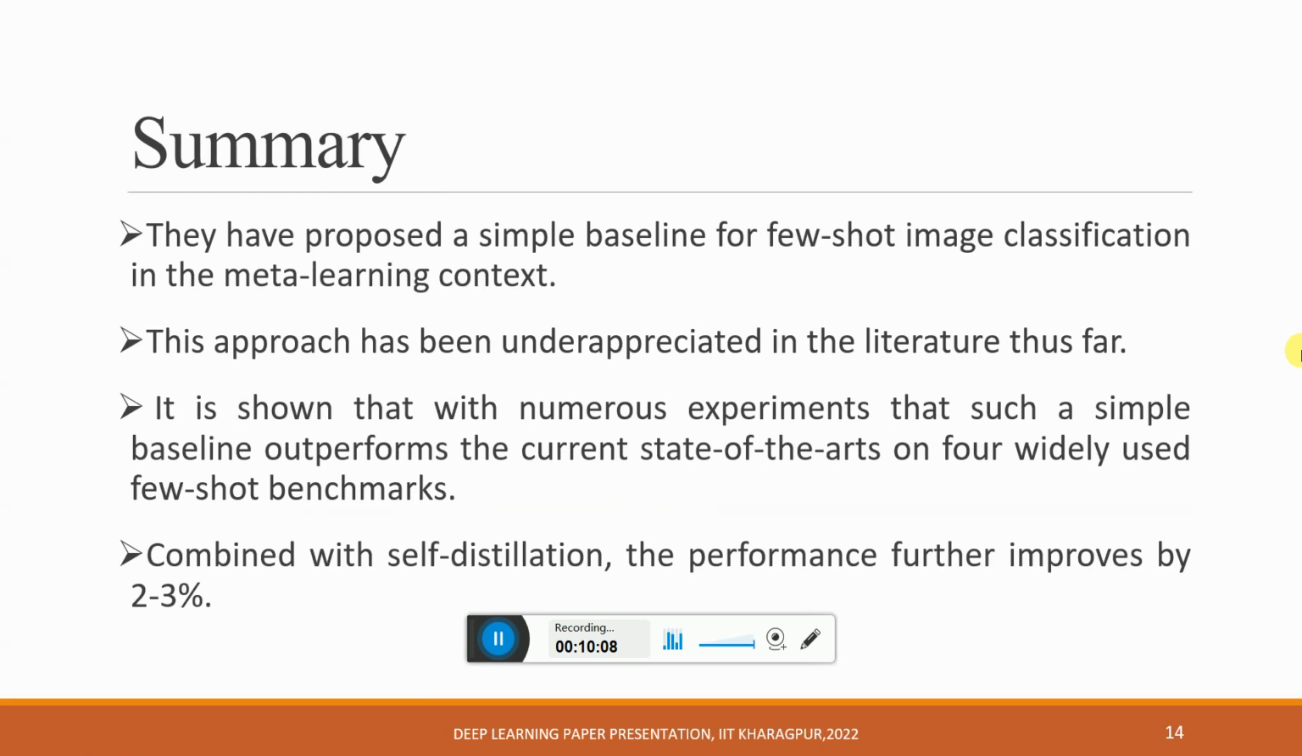So in summary, this paper shows that meta-learning is not necessary for few-shot classification. This also shows that representations play an important role. As shown by various empirical experiments, a linear model can generalize well as long as a good representation of the data is given. Also, with numerous experiments, a simple baseline outperforms the current state of the art on 4 widely used few-shot benchmarks. Combined with self-distillation, the performance further improves by 2 to 3%.